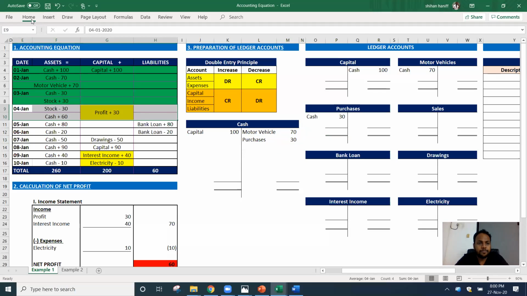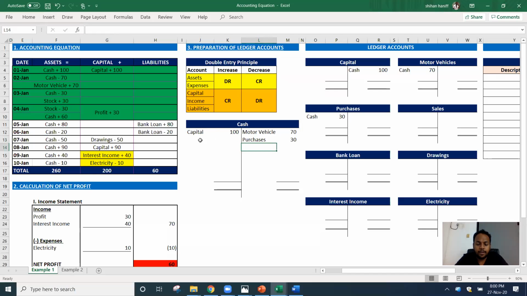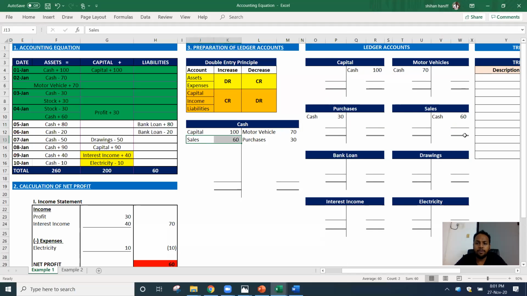Fourth transaction, sales. Remember, when you are recording sales, you record only the selling price, not the cost. So cash will increase, sales 60, and sales account will be credited 60, same as cash. Right? Sales, you record only the selling price, not the cost.